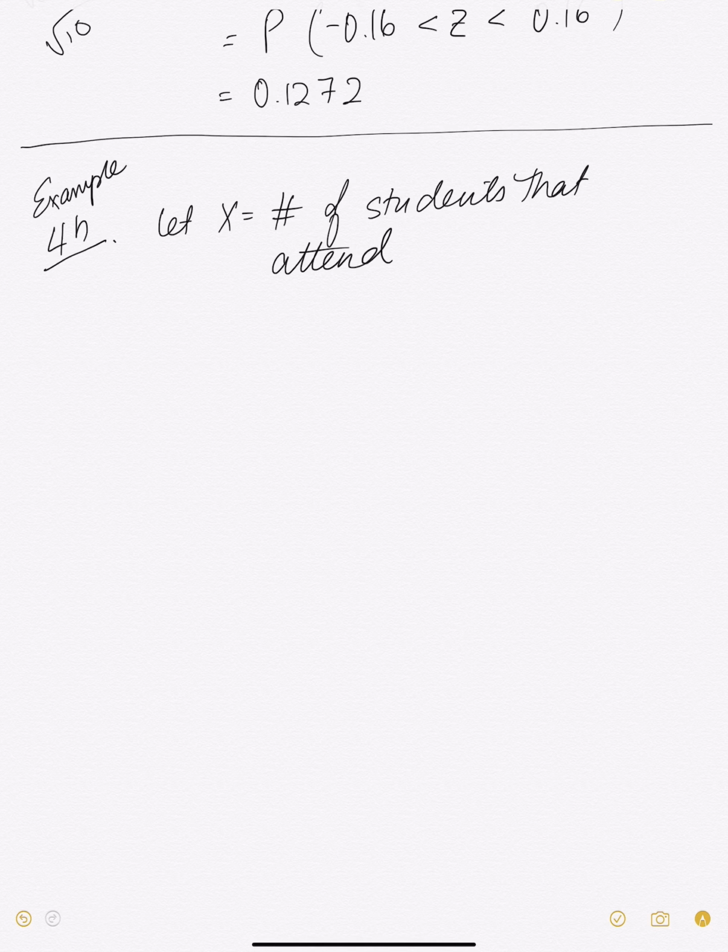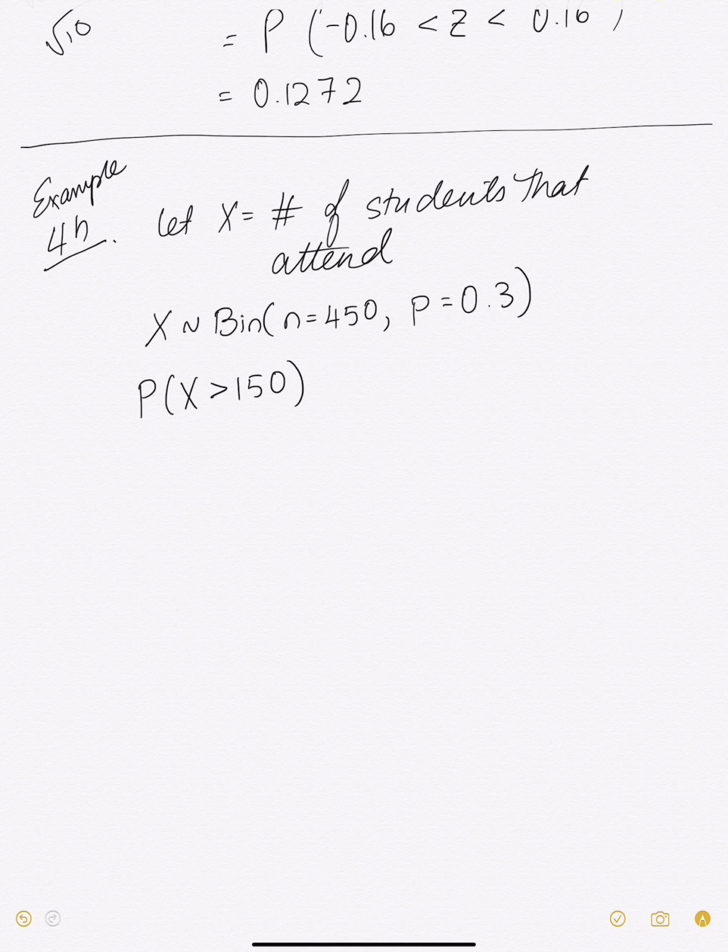Okay, they have admitted 450, and historically they know that the probability a student attends is 0.3. So you know that X is binomial with N equals 450 and P equals 0.3. The question is, find the probability that X is bigger than 150. That is, more people attend than the capacity. Okay, that's the question. All right, so let's take a look.